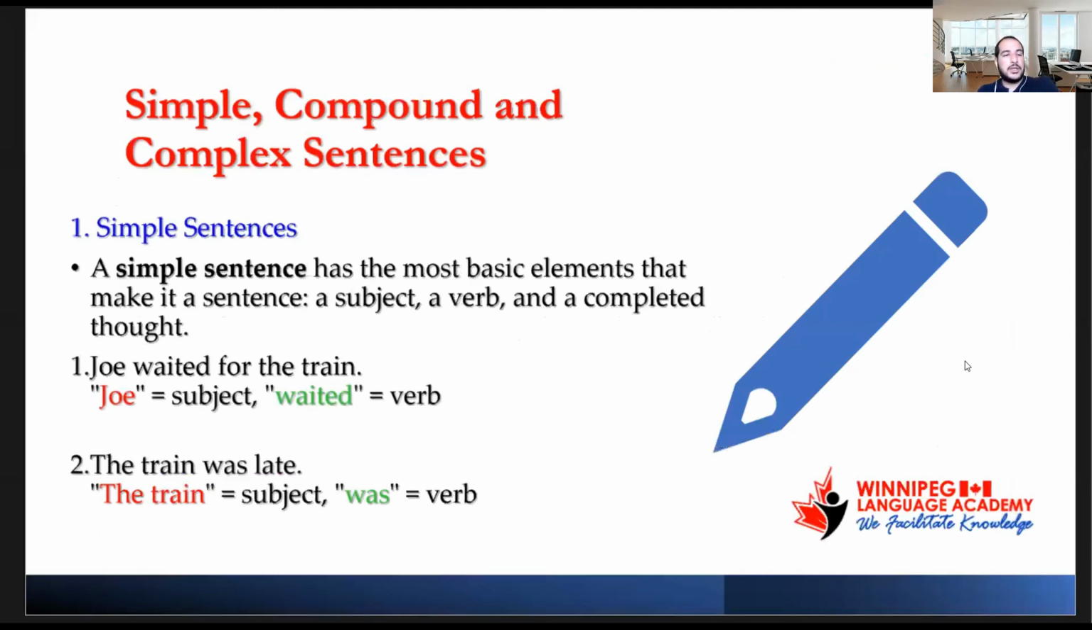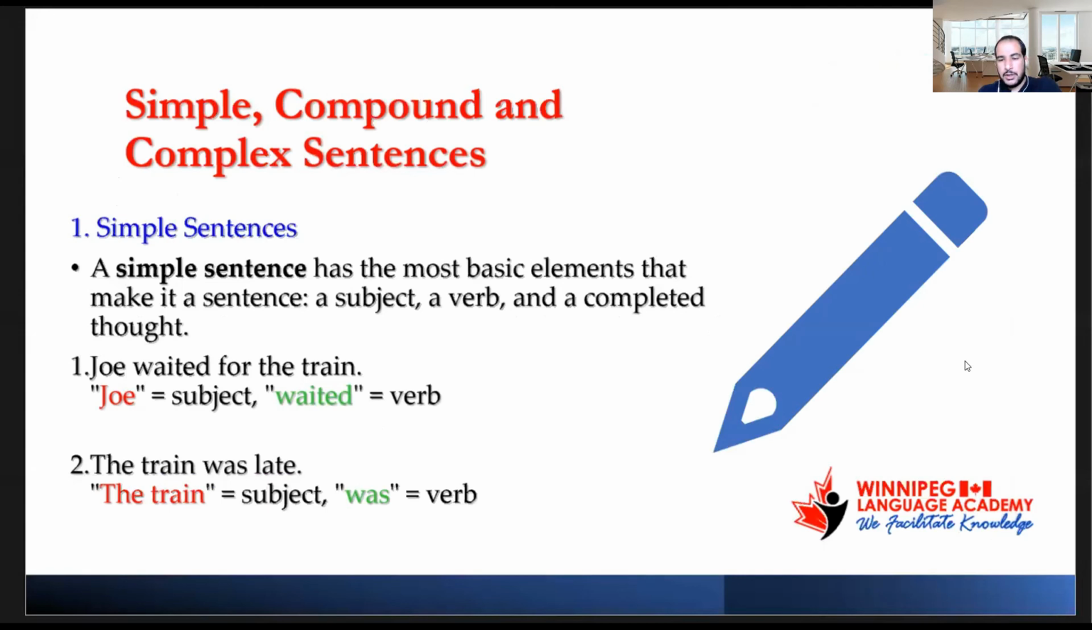Compound, complex, and simple sentences. I know this is a topic that most of us have gone through. I just want to go quickly through it and point out some things that we might not be aware of. Again, a simple sentence is a sentence that is made of three main components: a subject, a verb, and a complete thought. So it must have a subject and a verb and a complete thought. If it is subject and verb only, it is not a complete sentence and it is not a simple sentence.